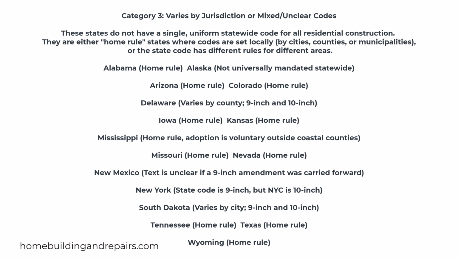And last on our list, category 3 varies by jurisdiction or mixed codes or unclear codes. And these states do not have a single uniform statewide code for all residential construction. They are either home rule states where codes are set locally by cities, counties, or municipalities, or the state code has different rules for different areas. And here is a list of those states.